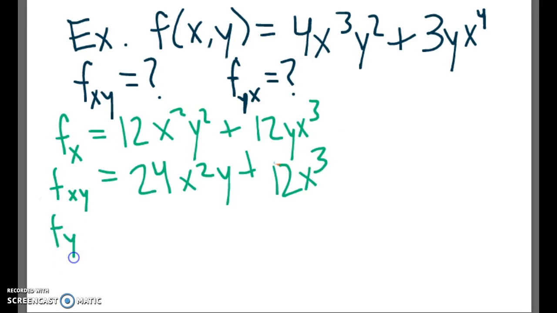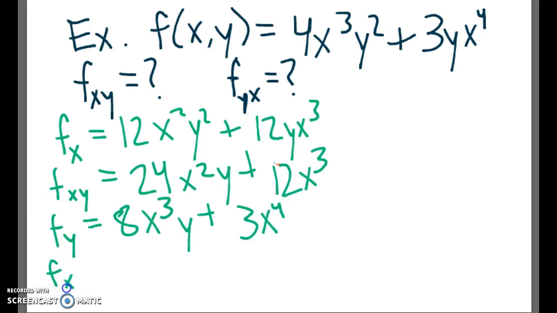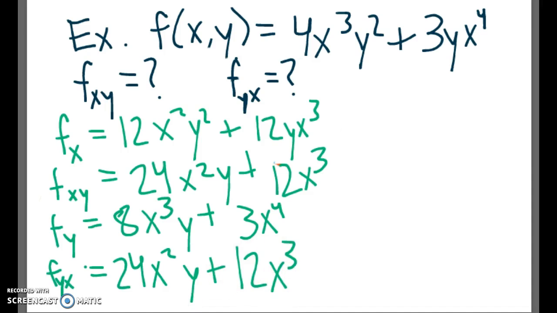And now to get the other answer, we have f sub y, which is equal to 8x cubed y plus 3x to the fourth. And when we take the x partial derivative of that, we find that it's 24x squared y plus 12x cubed. But wait, look at the same answers. Look at these answers. They are the exact same.